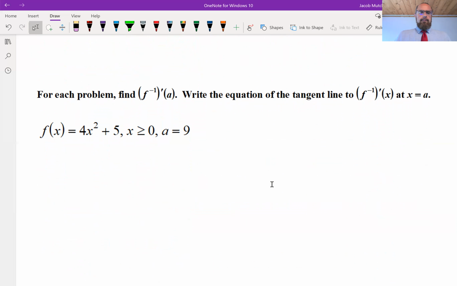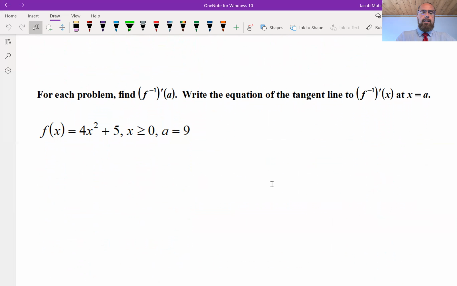So here we've got f of x equals 4x squared plus 5. So now we're looking at a polynomial equation. And what I'm interested in is writing the equation of the tangent line to the inverse of this polynomial when x equals a, and our a value here is 9.